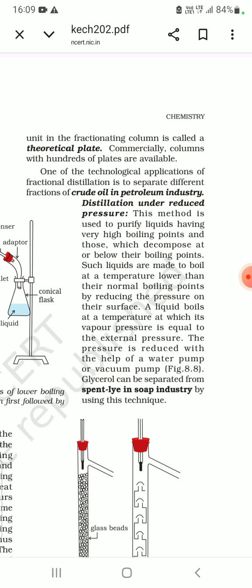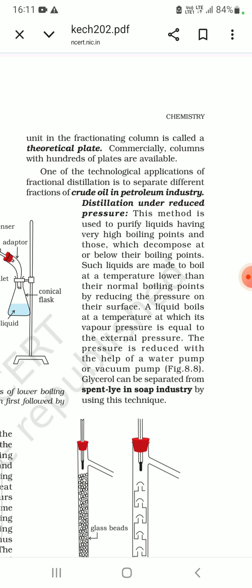And the example of simple distillation was aniline. So the example of fractional distillation is crude oil in the petrol industry. And next is distillation under reduced pressure. This is used to purify the liquids having higher boiling point and the liquids which decompose at or below their boiling point. So this method is used to purify the liquids having very high boiling point and those which decompose at or below their boiling point.